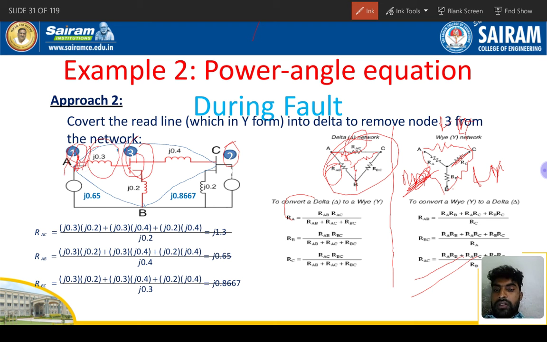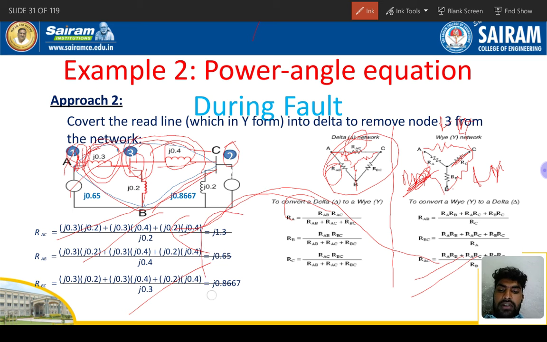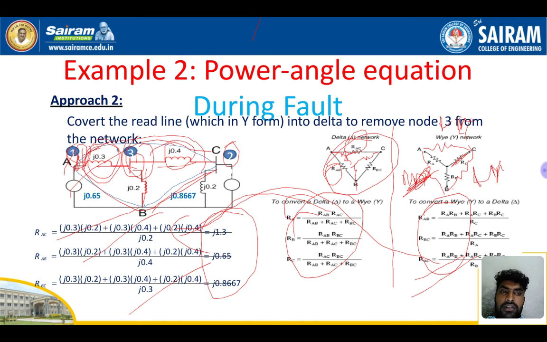They have given values from here to here and then here to here, and 3 to 2 and 1 to 3, and 3 to B. Just substitute if you want to calculate RAC. See here, it looks like a star, but we need to convert it into delta. So you calculate RAC, RAB, RBC and you'll get these values, right? But just concentrate on star to delta conversion and delta to star conversion, and remember these formulas, right? So next we'll move on to the next question.